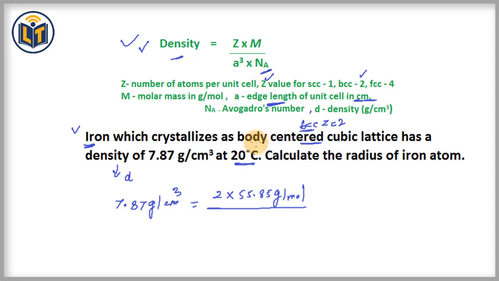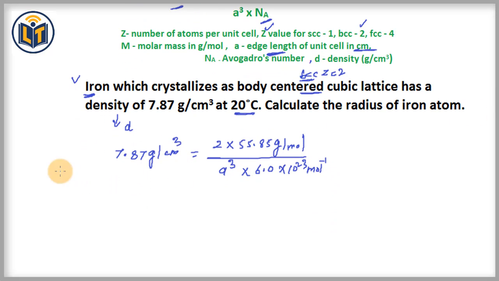Divided by here A cube, and this is what we are going to find out from this setup. Na is Avogadro number, and we know that it is equal to 6.0 multiplied by 10 to power 23, and it is per mole. Now we can do the calculation, and our main goal is to find out A value. Here we can do the cross multiplication.